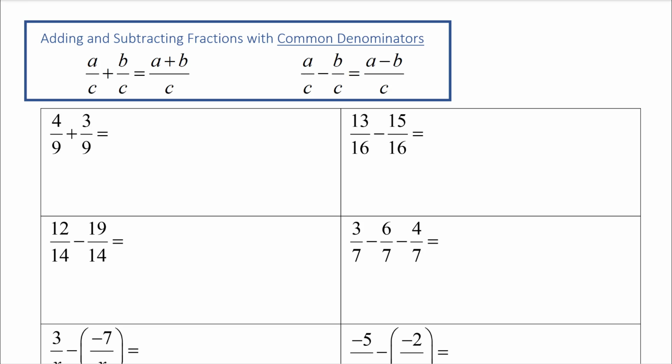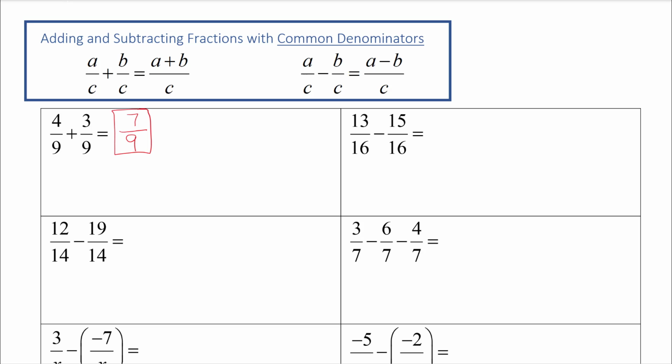For example, 4/9 plus 3/9. The 9's are the same, so they stay the same. And then you add the numerators, 3 plus 4 is 7. If 7/9 would reduce, you always want to reduce at the end of any problem. If you can reduce, you better do it. But you can't, so we're done.